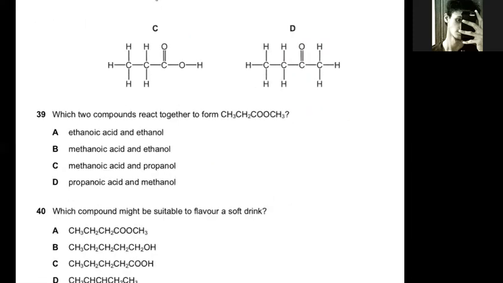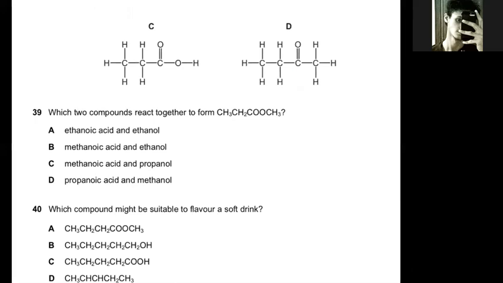Which two compounds react together to form CH3CH2COOCH3? To name an ester, we first name the part that came from the alcohol. That is this. This is methyl, and it came from methanol.